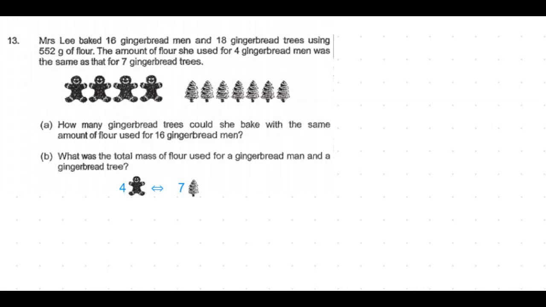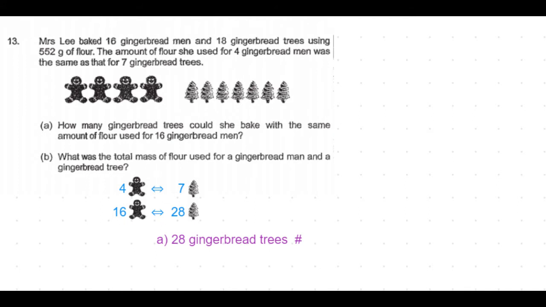So it's given that the flour that is used for 4 gingerbread men is equal to the flour that is used for making 7 gingerbread trees. So 4 times 4 is 16. So 16 gingerbread men would be equivalent to 7 times 4, that is 28 gingerbread trees. So that answers the first part of the question. She could make 28 gingerbread trees.